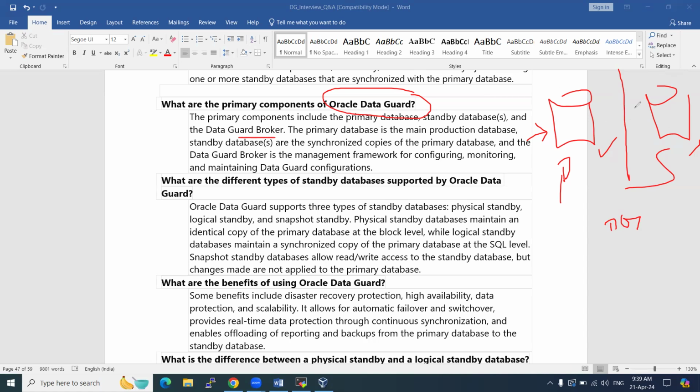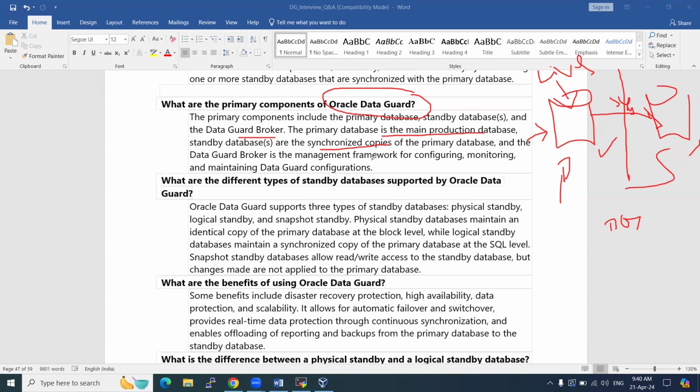The primary database's main purpose is production live data. Whatever transactions are coming should be synced with the standby. Our business users will not connect to standby, they will connect to production only. That's the purpose. The primary database is the main production database. Standby databases are synchronized copies of your primary, a copy of our production database.